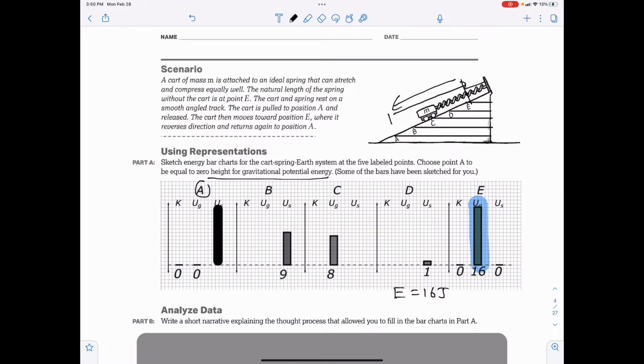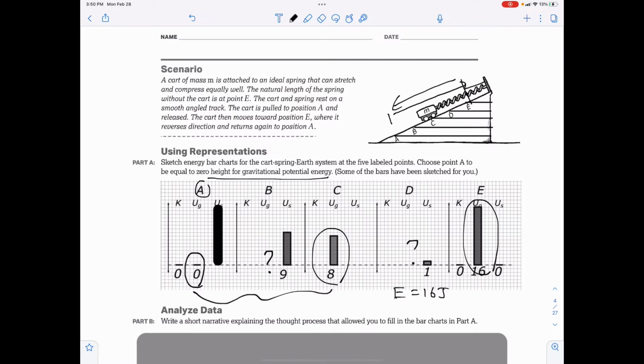Okay, so to figure out the other parts of the bar chart, let's use the bar charts as a whole, not necessarily just the one at B. Here's what I mean. Trying to figure out how much potential energy should be here, let's use this as a clue. We start with 0. This is unknown. Now we're at 8. This is unknown. Now we're at 16. Well, let's see. To go from here to here, you jumped 8. To go from here to here, you jumped 8.